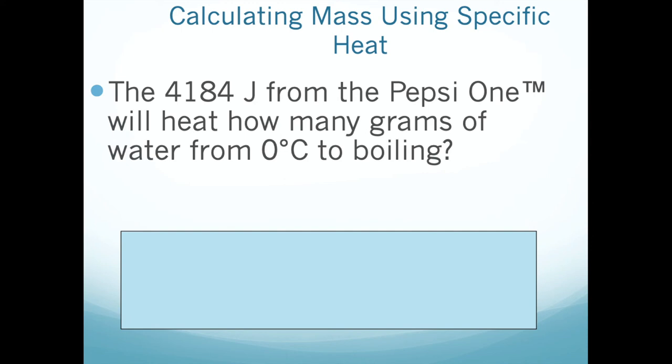Now remember, boiling is 100 degrees Celsius, right? So think about what this question is giving you and what it's asking you for. The question tells you we have 4,184 joules. We're being asked how many grams of water. So that's going to be our ending point. We want to get to grams. And we're told that the water goes from 0 degrees Celsius to boiling. So there's a change in temperature here. We're going from 0 to 100 degrees Celsius, which is a difference of 100 degrees Celsius. So something to keep in mind, that delta T is going to equal 100 degrees Celsius.